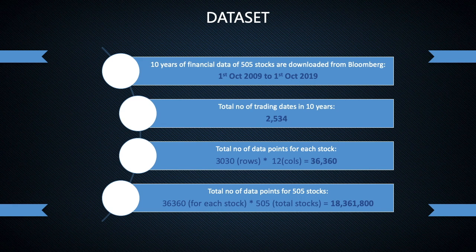Our dataset is sourced from Bloomberg. We downloaded financial data of 505 stocks from Bloomberg in the form of CSV files. Each CSV file contains 10 years of data, as there are 12 columns and roughly 3030 rows in each CSV. So the total data points for each CSV is around 36,360. And in total, for 505 stocks, we have nearly 18,361,000 data points.